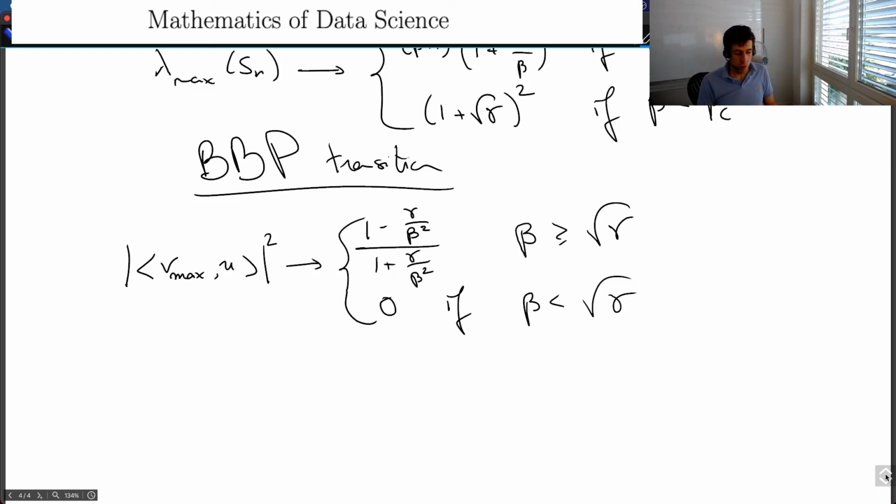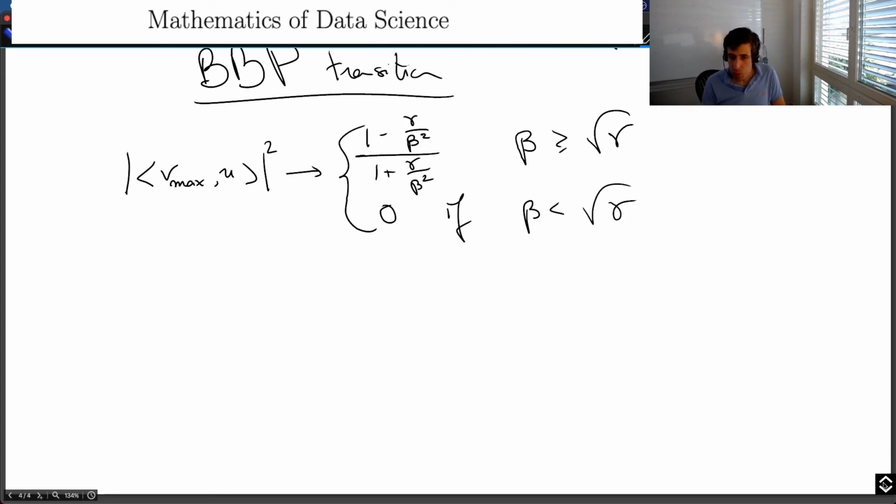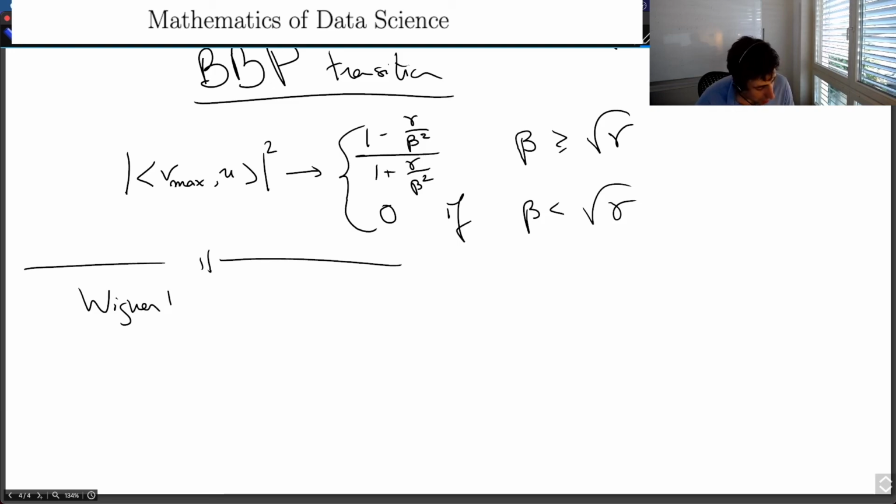There are lots and lots of super interesting extensions and open problems related to this. Just before we finish with this chapter, let me mention very quickly that there are other random matrices, and some of them will make an appearance later. In particular, one important random matrix is the Wigner matrix. So the Wigner matrix is the following.